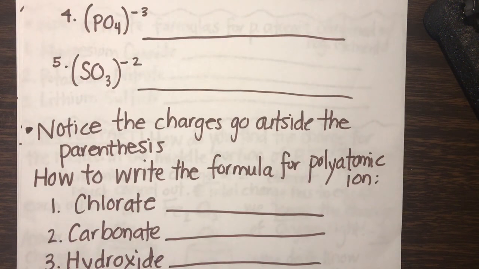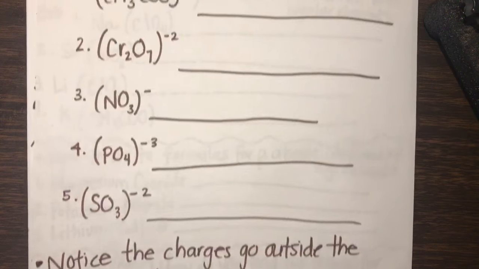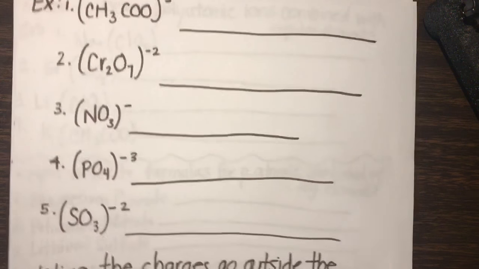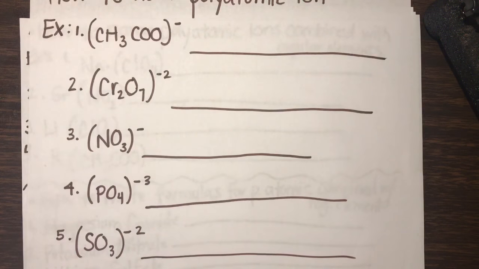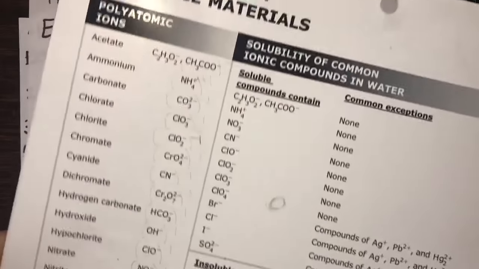Okay, so this is just going to be a tutorial on how to do every single part of naming for ionic bonds, mostly with polyatomic ions. So if you were confused on Friday, this is a good video for you. It's just a few examples, and I'm going to do all of them with you so you can do the worksheet that's due today.